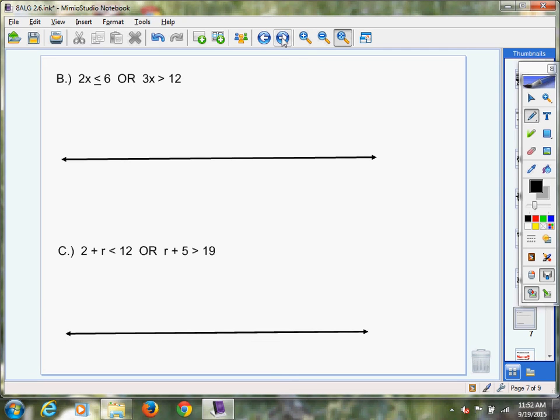All right, let's get to letter B. We've got to get x by itself. Clearly, this is a disjunction because we're using the connector word "or". So now we're going to divide each side by 2, and we have x is less than or equal to 3. Drop down your connector word, and then this time let's divide each side by 3, and we have x is greater than 4. Okay, so one of them is going to have a filled-in circle, and the other one's going to have an open circle, and that's okay.